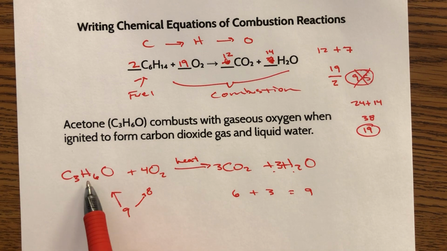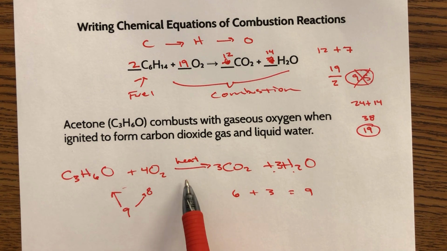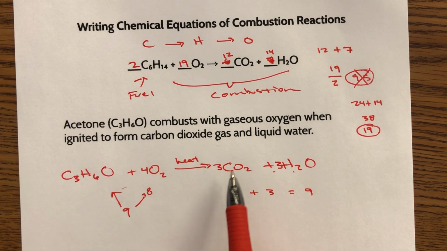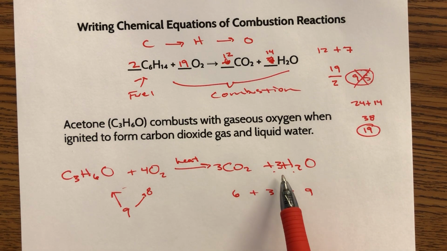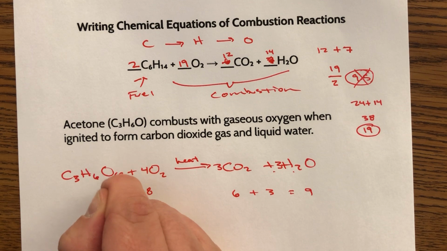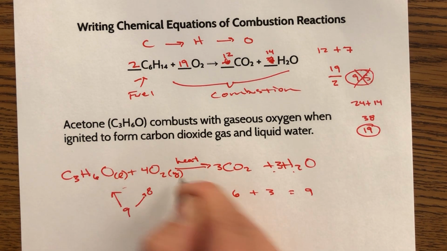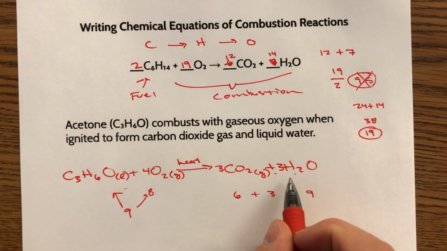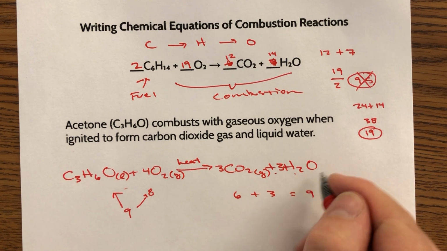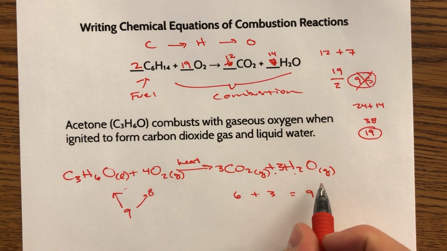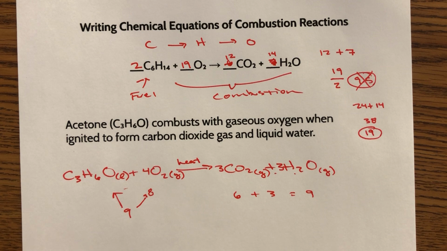We now have acetone with 4 oxygen molecules combining with heat to form 3 molecules of carbon dioxide and 3 molecules of water. Okay, and if you want to be more specific, acetone's a liquid at room temperature, water's a gas, CO2's a gas, and because it's combusting and it's applying a lot of heat, water is most likely going to be in a gas phase. But if you let it cool down, it will eventually turn into a liquid.